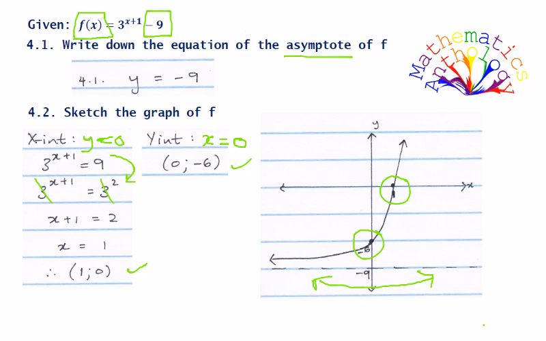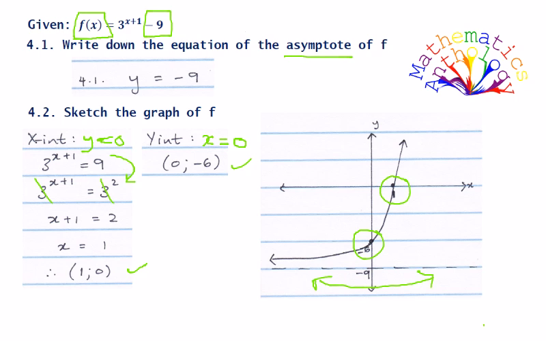4.2, sketch the graph of f. Now to sketch an exponential graph, we need the x-intercept, the y-intercept, and the asymptote. We already have the asymptote, which is y is equal to negative 9. Now we need the x-intercept. The rule for the x-intercept is make y equal to 0.